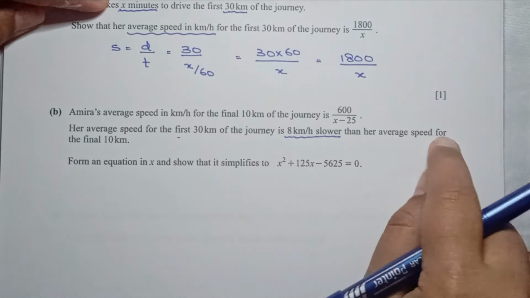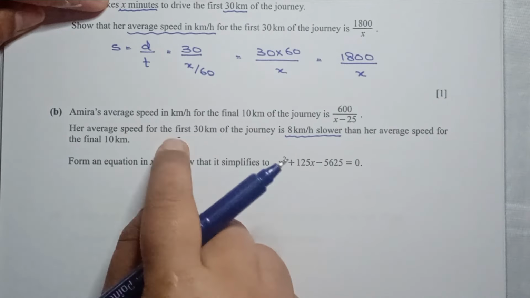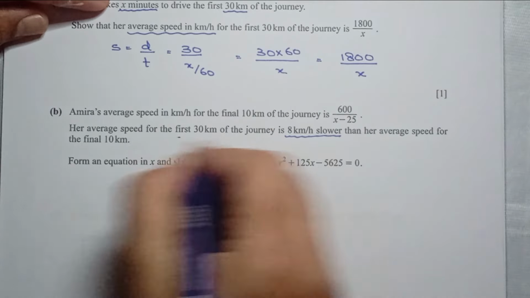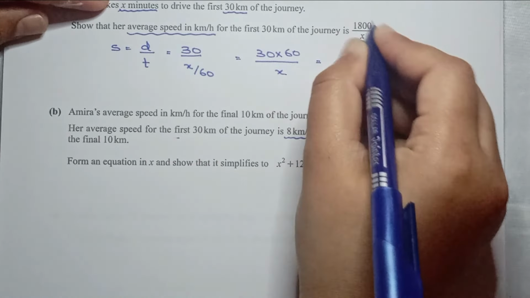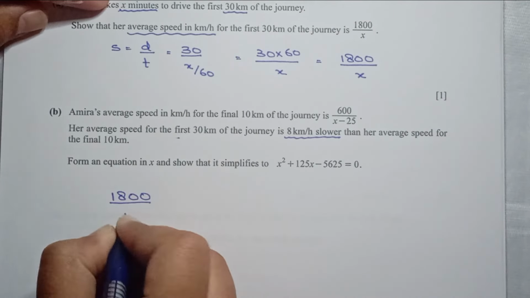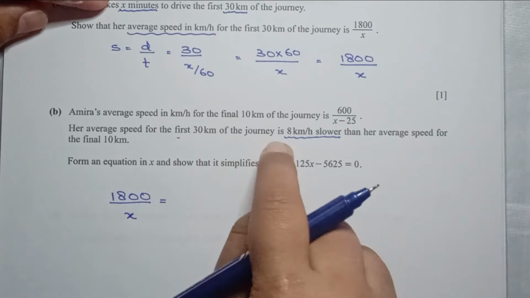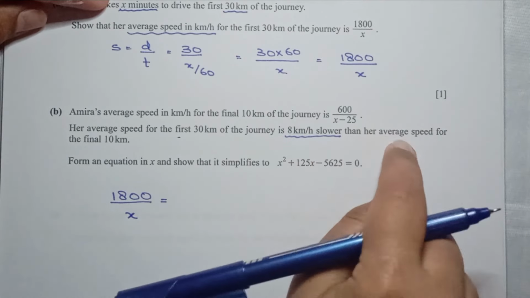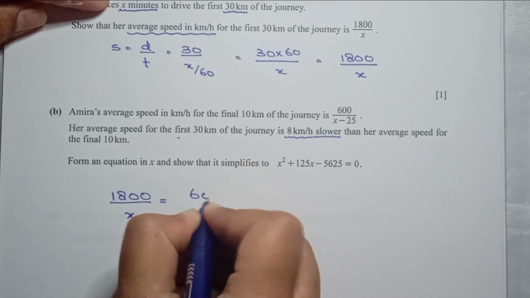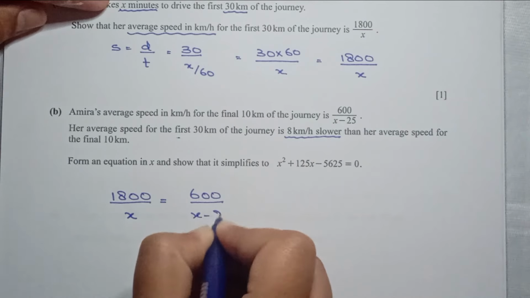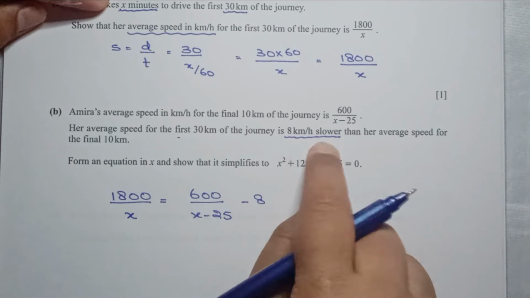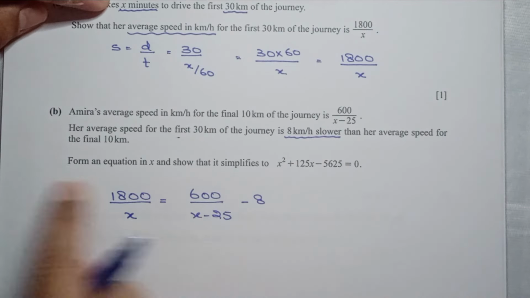By using this information, what is average speed for first 30 kilometer of the journey? It is 1800 dividing by X. This is our average speed for the first 30 kilometer. This would be equals to 8 kilometer per hour slower than her average speed for the final 10 kilometer. This would be the final 10 kilometer: 600 divides X minus 25, and subtract 8 kilometer per hour. 8 because it is slower, right? So this would be the equation in terms of X.